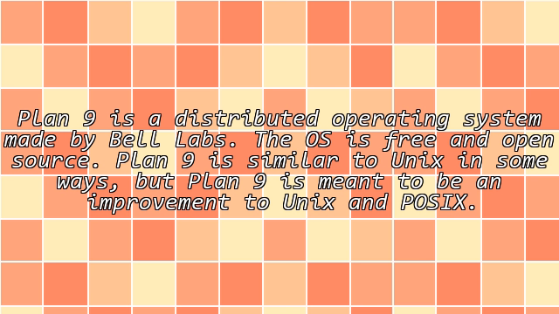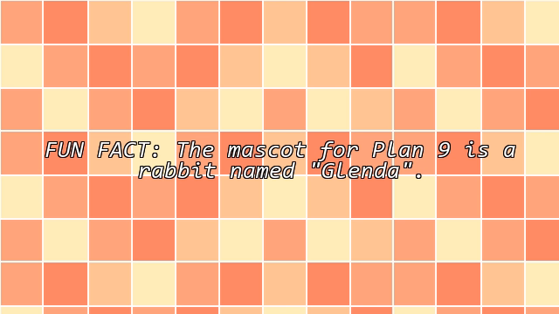Plan-9 is a distributed operating system made by Bell Labs. The OS is free and open source. Plan-9 is similar to Unix in some ways, but Plan-9 is meant to be an improvement to Unix and POSIX. Fun fact: the mascot for Plan-9 is a rabbit named Glenda.